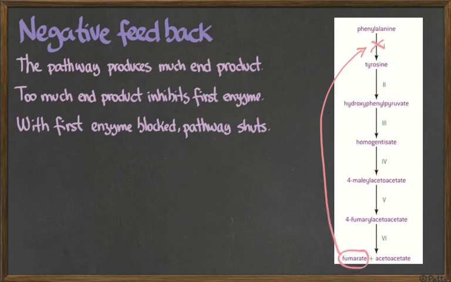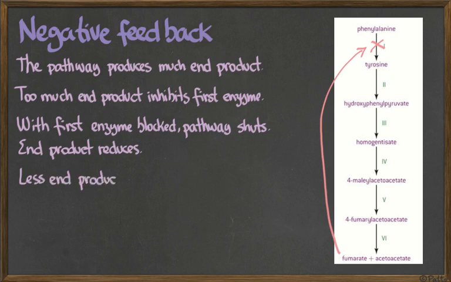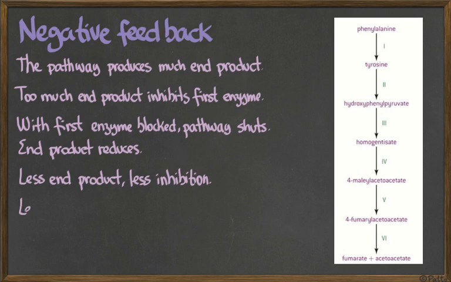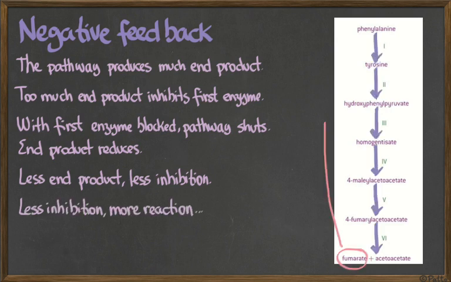But then, if you blocked over there, you start having too little product. So too little inhibitor. If the end product reduces, we are going to have less end product inhibition. So we stop inhibiting over there, the cascade starts, and you start making more. So too little, make more reaction. Too much, make less.